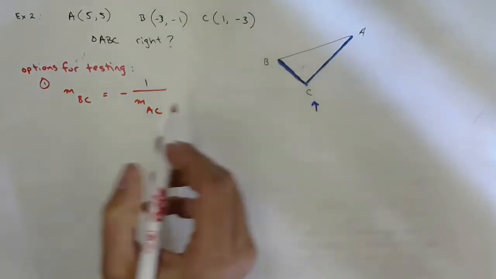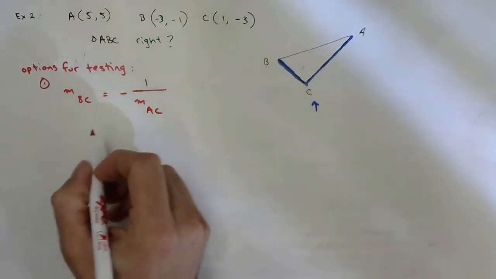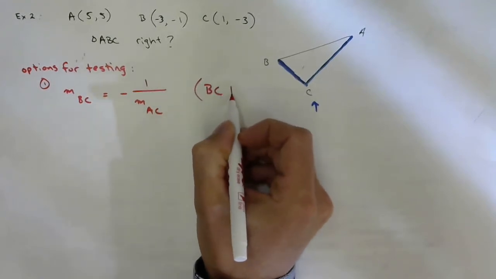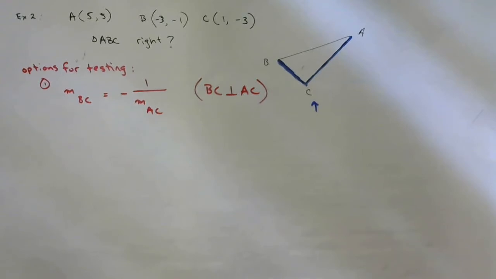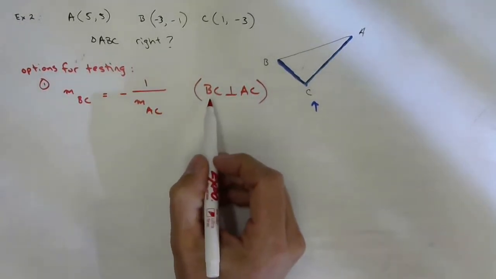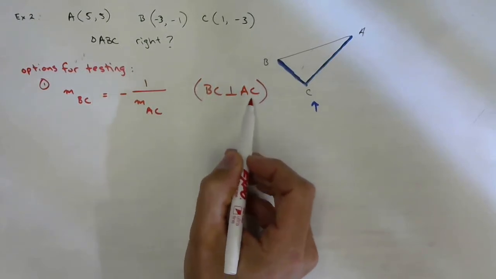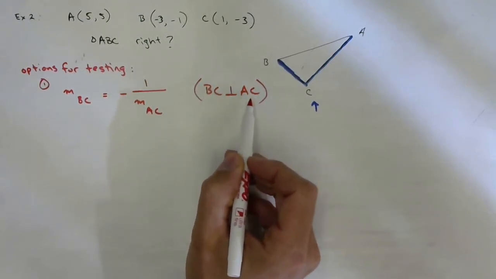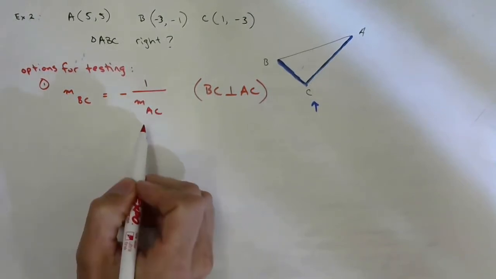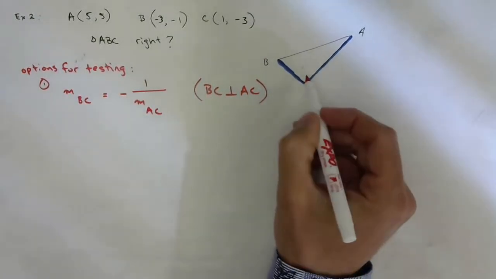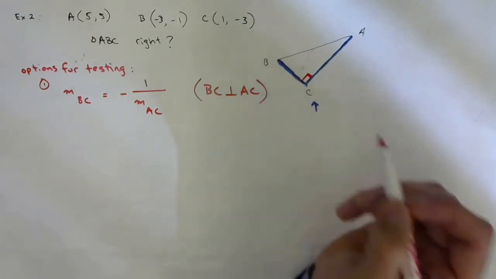Another way to say that, and this is the same thing, is BC perpendicular AC. You need to learn those symbols and that symbolism. These things say the exact same thing. If the line segment BC is perpendicular to the line segment AC, then the slope of BC is the opposite reciprocal of the slope of AC, and that would make this a right triangle.